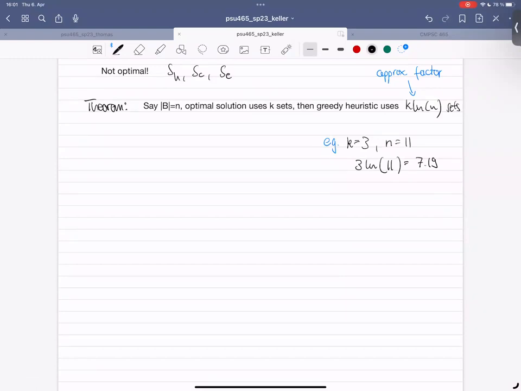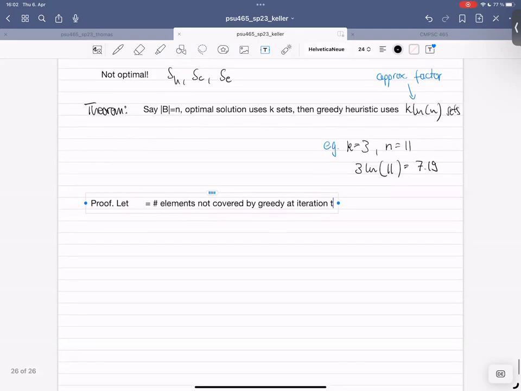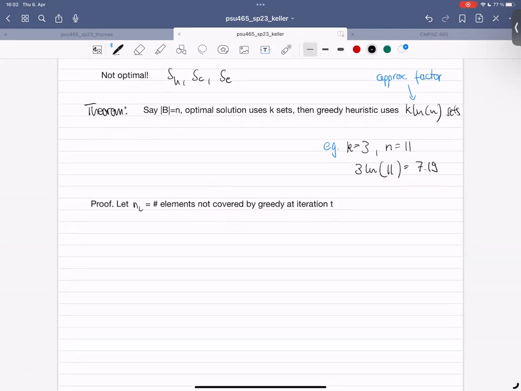And this is a very simple to show theorem. So let's prove this theorem, because it's mostly based on an insight about the greedy algorithm, basically one property, and otherwise it's just repeatedly applying the same insights plus some standard calculus that gives you this theorem. So let's say in this proof, what we really consider is the number of elements that you have not covered by the greedy algorithm in a certain iteration. So the number of elements not covered by greedy at iteration t. This is what we call n_t. So after t iterations, you check how many towns are not covered yet by fire stations, and this is your n_t.